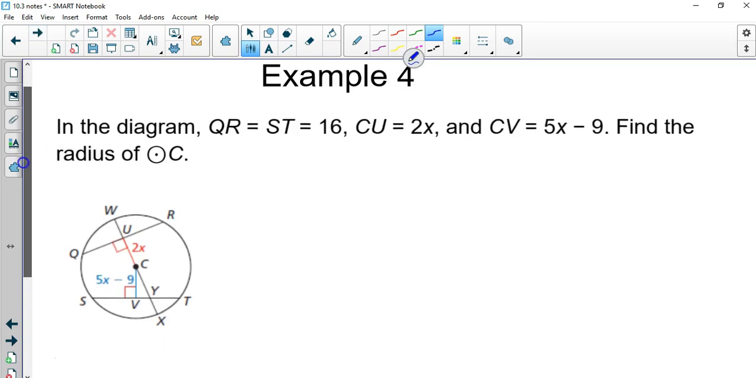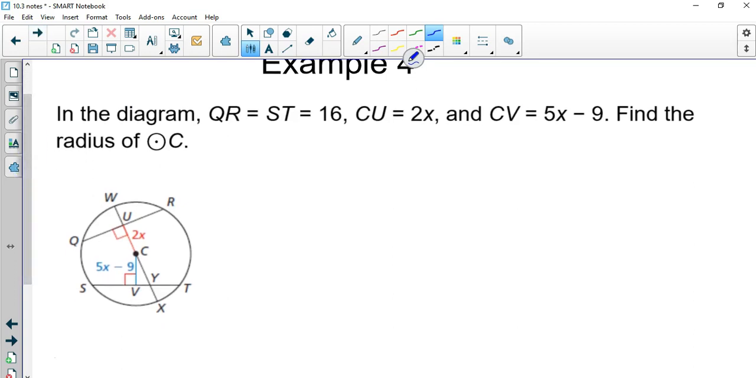So, in the diagram, QR is equal to 16. So this right here is 16. CU is equal to 2x. CV, which is right here, is 5x minus 9. Find the radius of C.